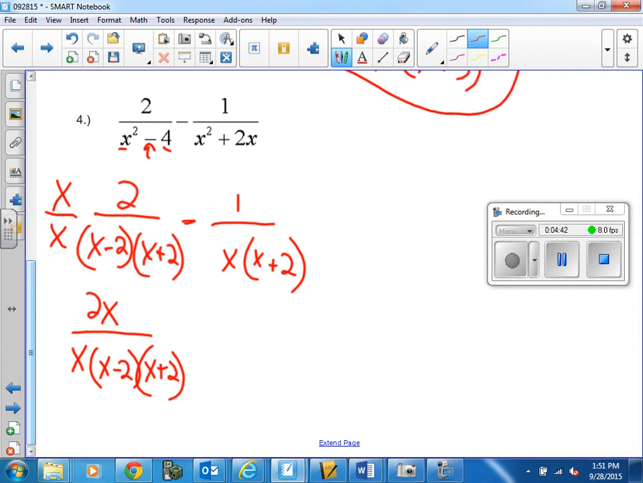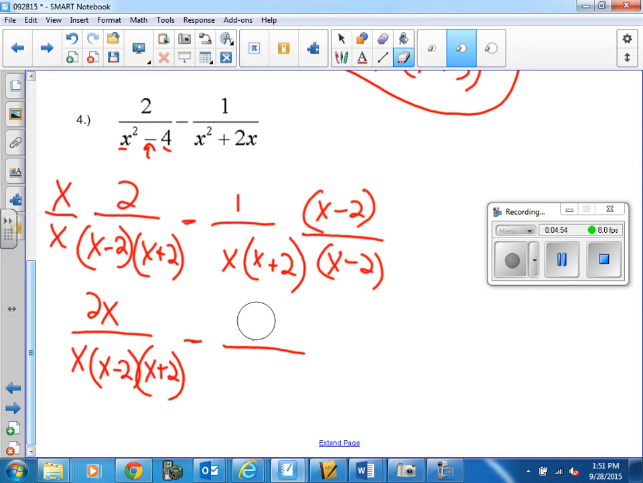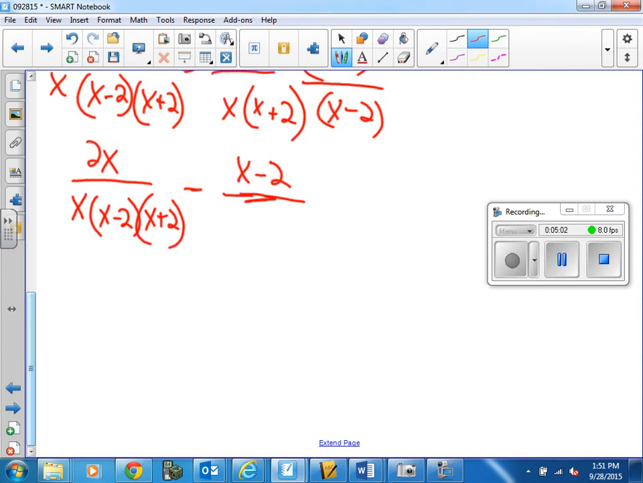Over here, your missing factor is x minus 2. So I'm going to multiply everything by x minus 2 over x minus 2. I'm sorry, not just minus 1, 1 times x minus 2. So now it would be x minus 2. And on the bottom, we have x times x plus 2 times x minus 2. Now we have our common denominator.